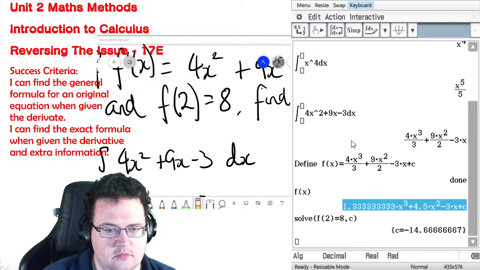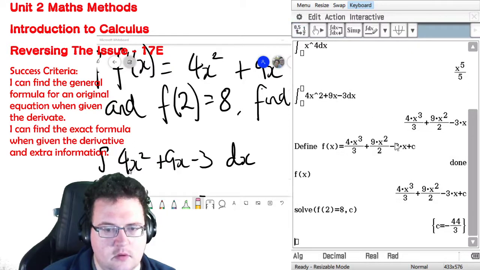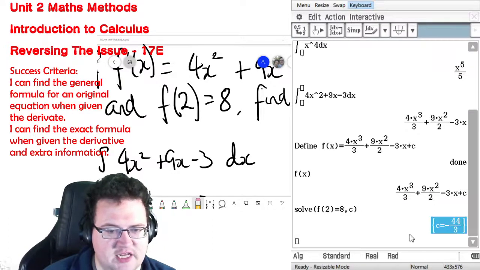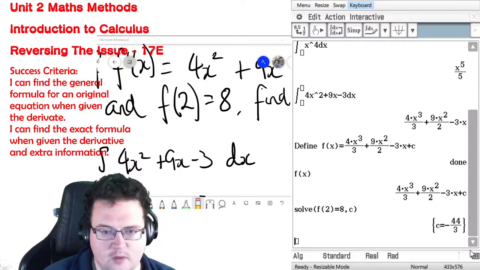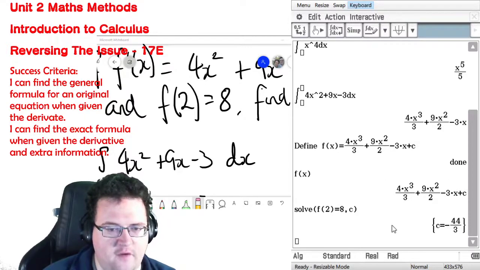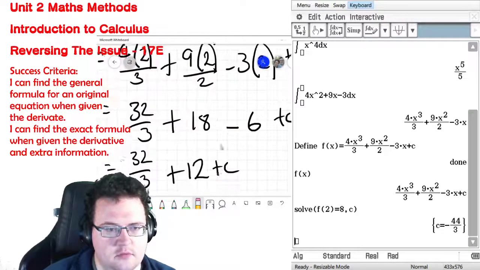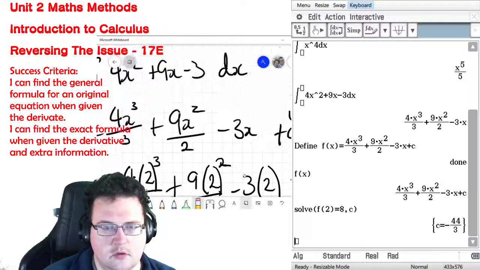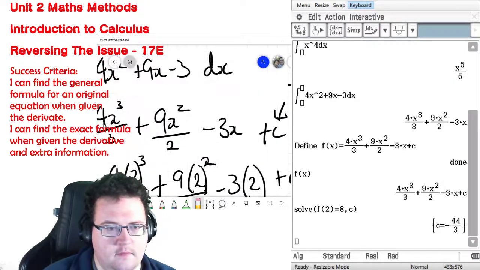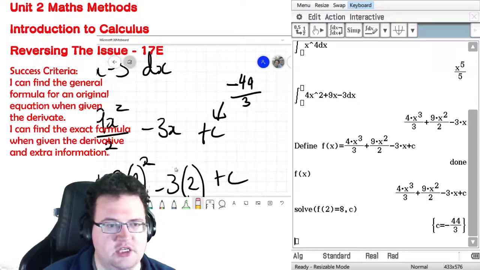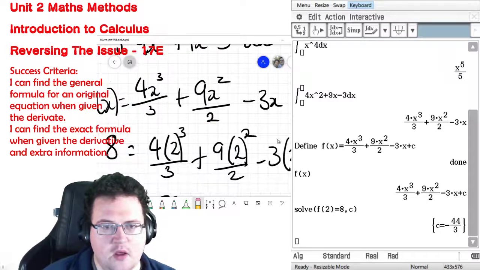And then, making sure you answer as a fraction, please, because these use a lot of recurrence. And then you can create the final one, which is exactly what I had before. 4x cubed over 3 plus 9x squared over 2 minus 3x plus c, and c was equal to negative 44 over 3, which is, hey presto, what I already got.